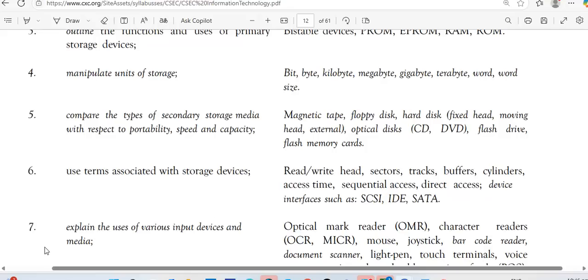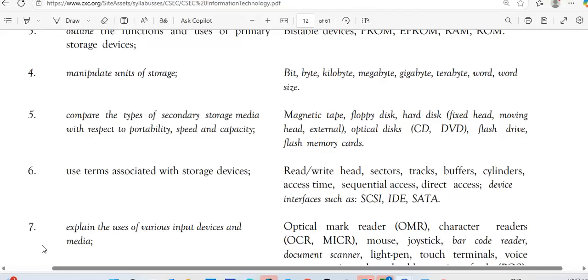So portability refers to how easily a device can be carried or moved from one location to another. So we're going to look at how easily all the secondary storage media can be moved or carried from one location to another. Portable devices are typically small, lightweight, and do not require a power source to function.